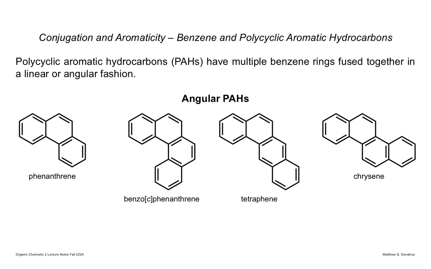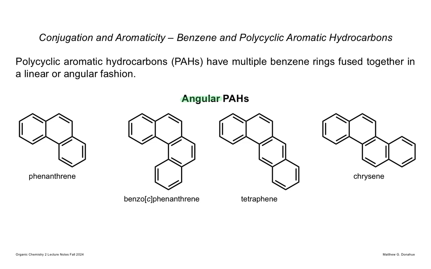So the next class, they're called angular. And you can see that rather than, for the third ring, adding it in a line, it now has this bent or angled property. So phenanthrene, the nomenclature gets a little weird. Benzo C-phenanthrene is 4. Tetraphene, chrysene.